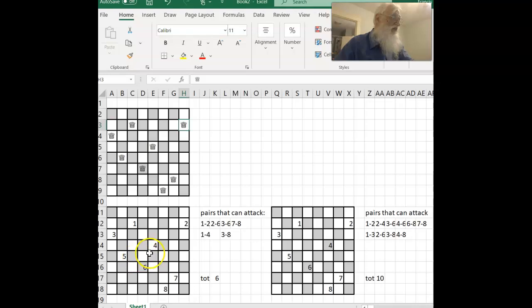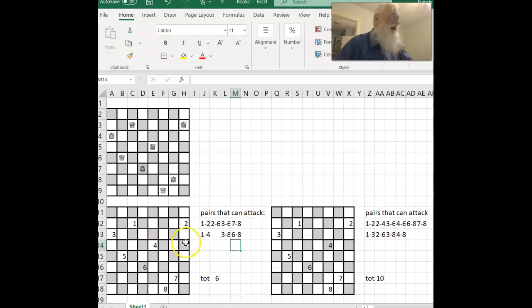4, there's nothing 4 can take that we haven't counted already. 5, there's nothing 5 can take, period. 6, well, we don't count 3, but we do count 6 to 8. And I forgot that one. Dang it. Well, we'll put it in. 6 to 8. Notice I put the little single quote mark there. That's to keep the machine from turning this into a date.